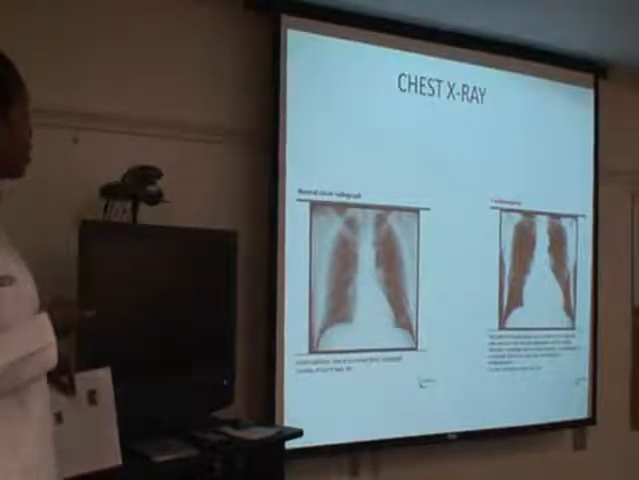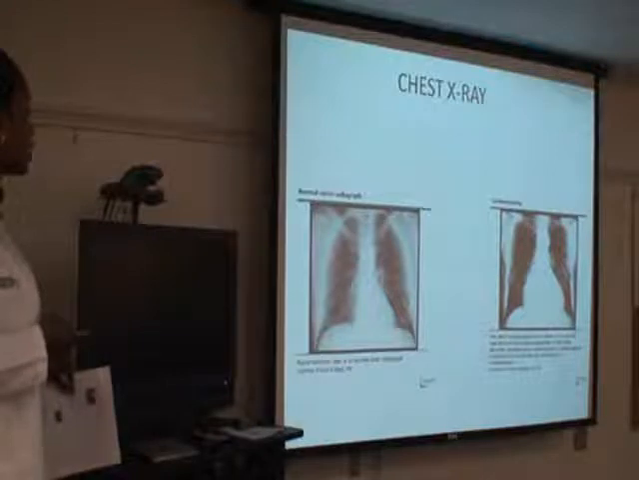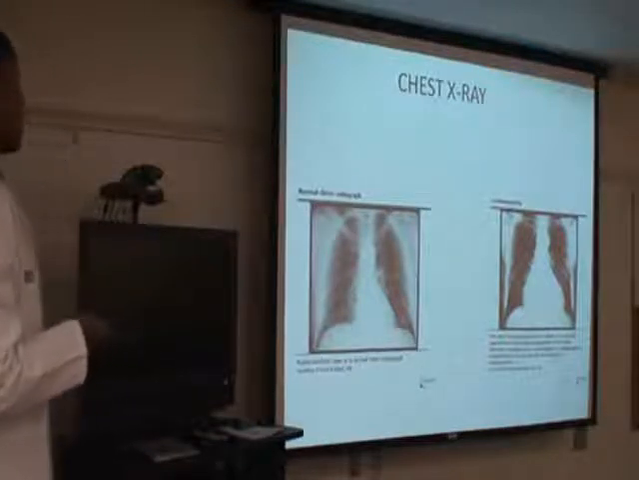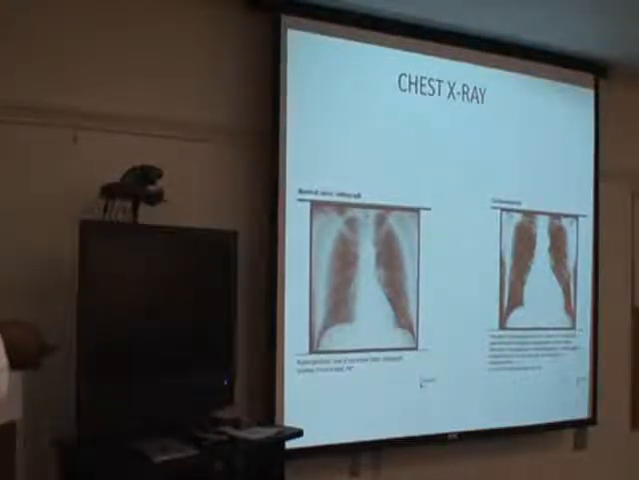But look at this patient who has a cardiomyopathy. As you can see, this patient's cardiac silhouette shows cardiomyopathy. There's cardiomegaly, and there's some non-specific interstitial changes here. But definitely you can see this difference in the heart size between the two.